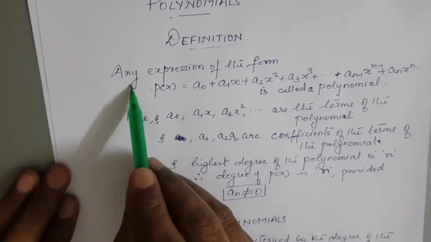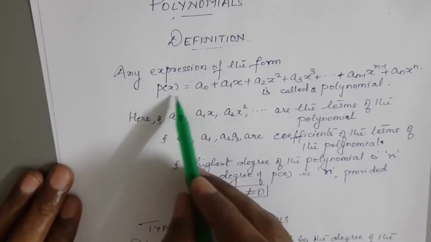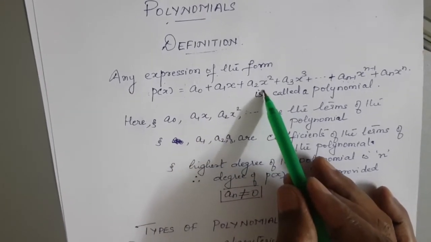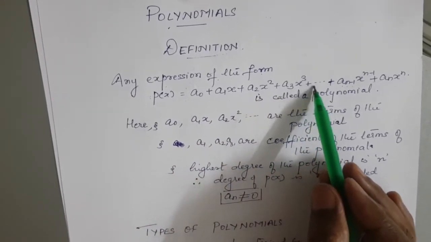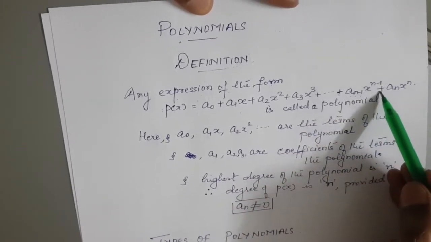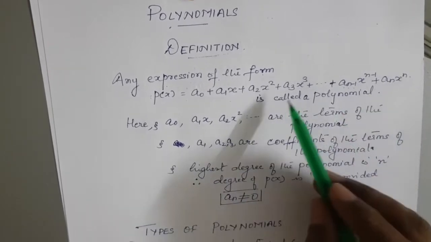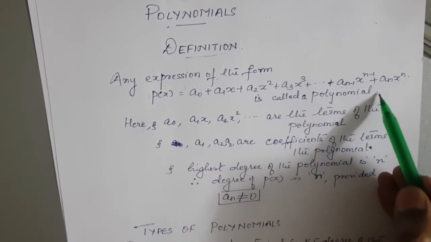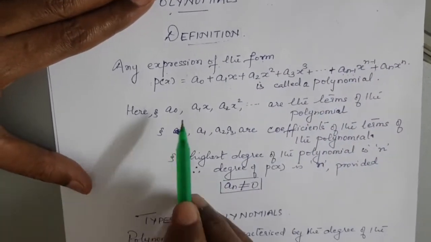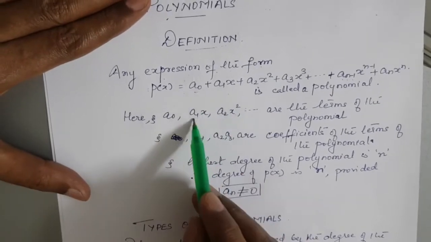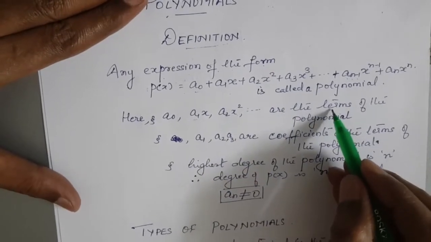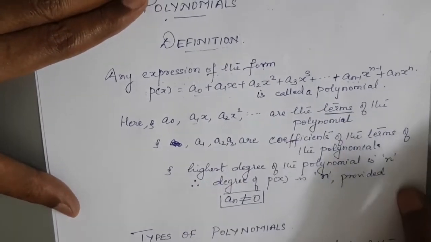So any expression of the form p(x) = a0 + a1x + a2x² + a3x³ + and so on + a(n-1)x^(n-1) + an x^n is called a polynomial. So certain things we need to know about this polynomial, and that is here. This a0, a1x, a2x², etc. are called the terms of the polynomial.